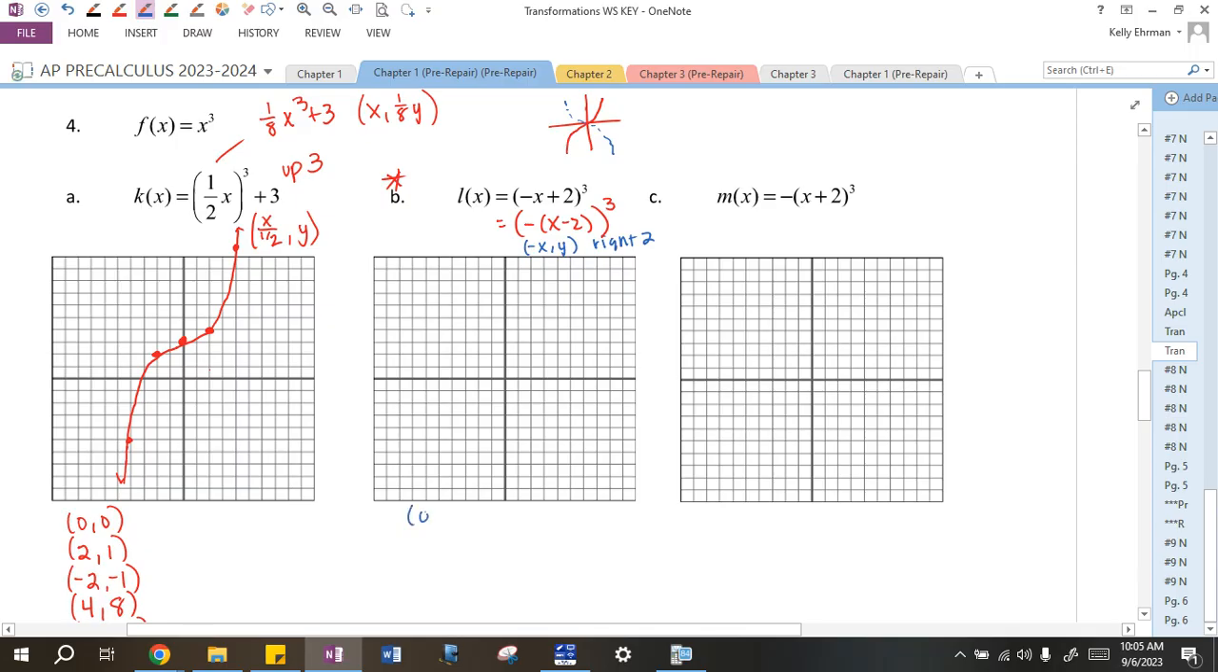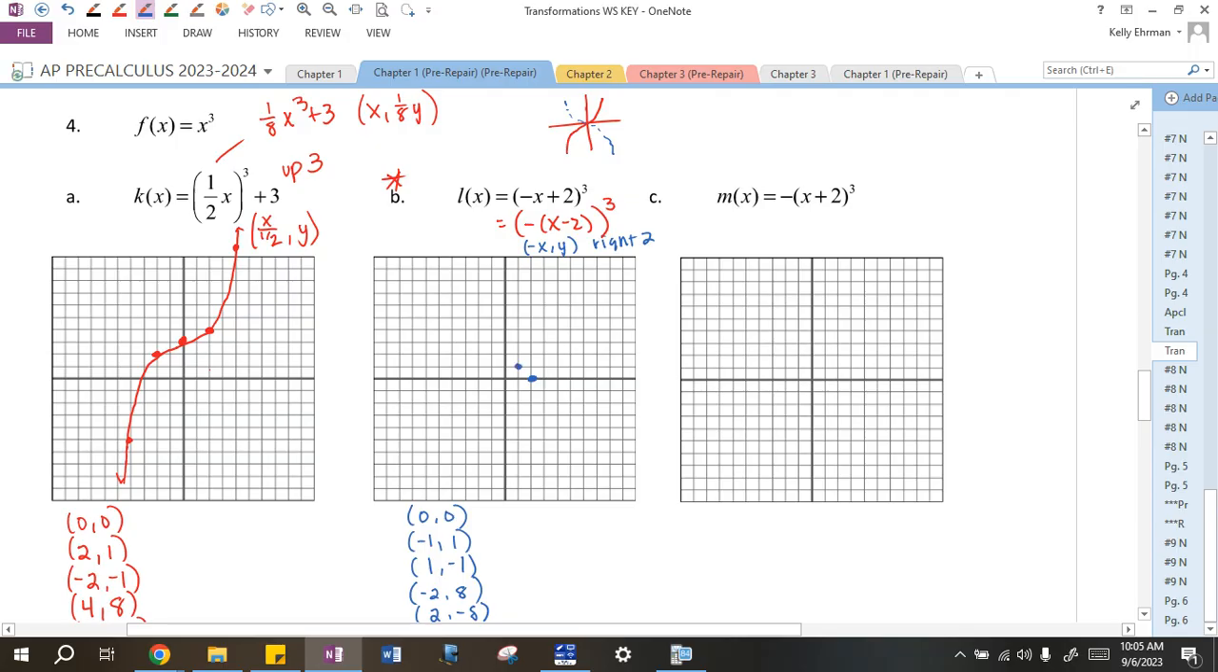So 0, 0 is still 0, 0. Then instead of 1, 1, we get negative 1, 1. Instead of negative 1, negative 1, we get 1, negative 1. Instead of 2, 8, we get negative 2, 8, and instead of negative 2, negative 8, we get positive 2, negative 8. So 0, 0 gets shifted to the right 2.